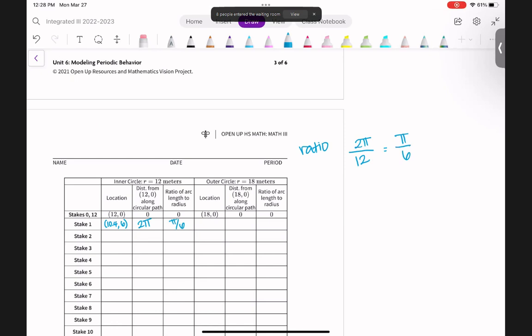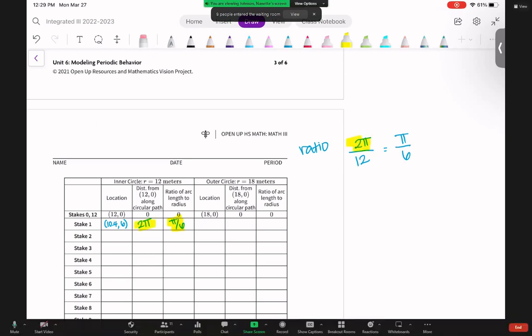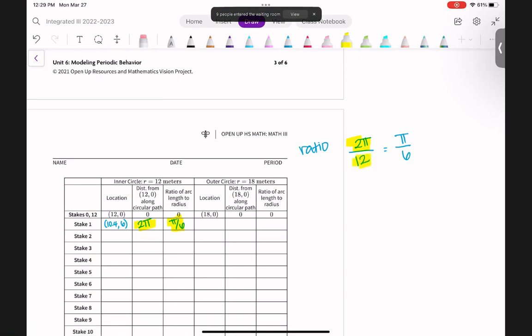Right now you are super used to thinking in terms of degrees. So we're going to get used to thinking in radians. So again, one more time, how did I get this pi over 6? I took the ratio of 2 pi, which is from here, and divided it by our radius, which is 12. And so we got pi over 6.